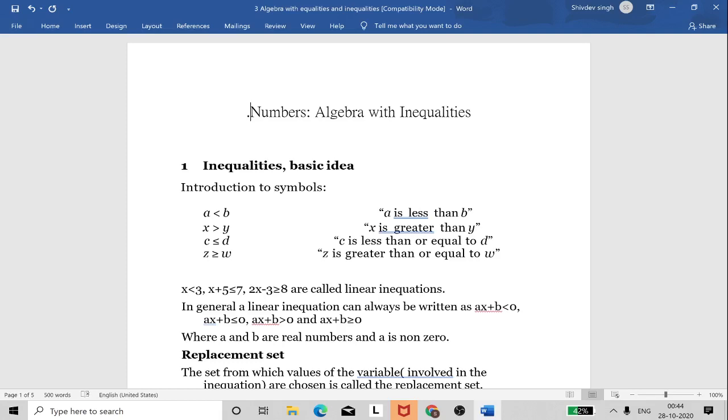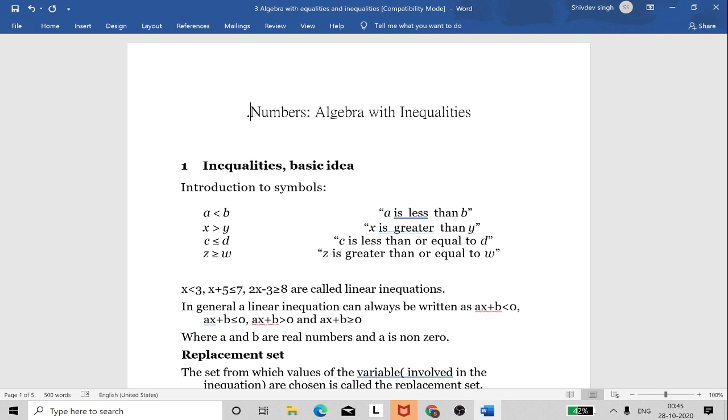Hello students, in this lecture we will learn algebra with inequalities. What is the basic idea behind inequalities? There are many symbols which are used for inequalities. For example, a is less than b, x is greater than y, c is less than or equal to d, z is greater than or equal to w. All these symbols are used for inequalities.